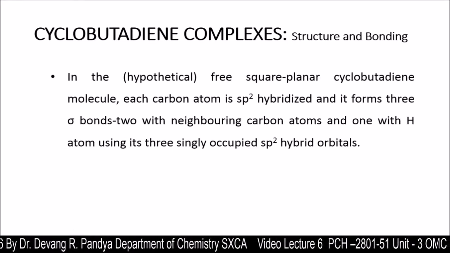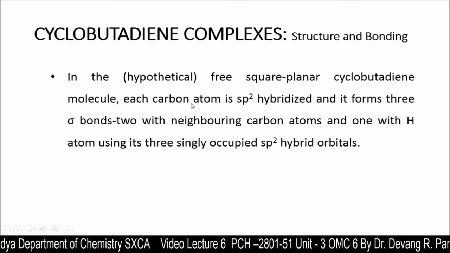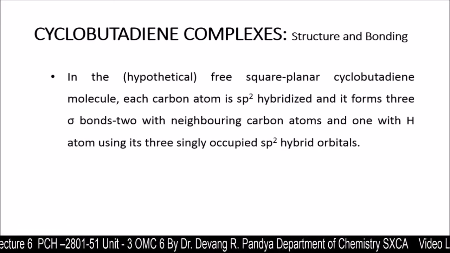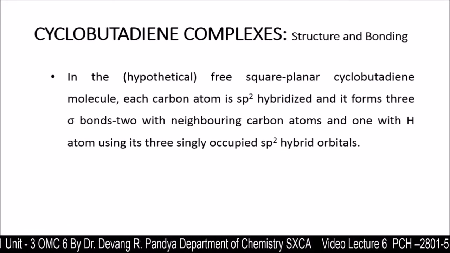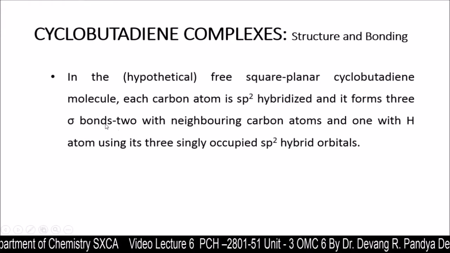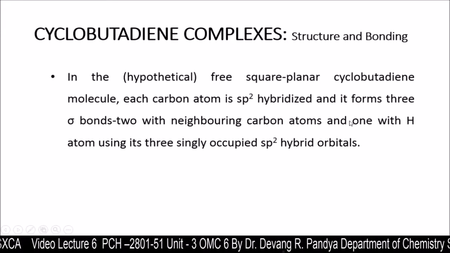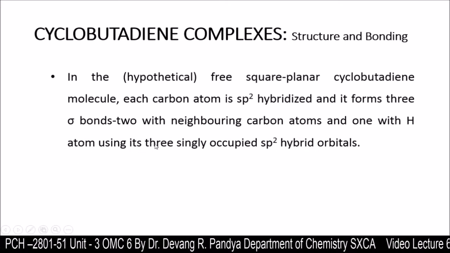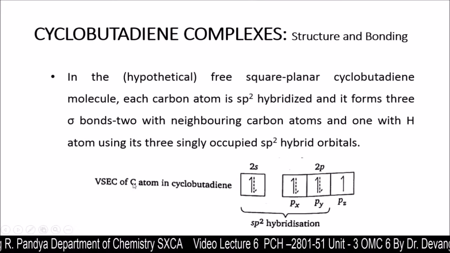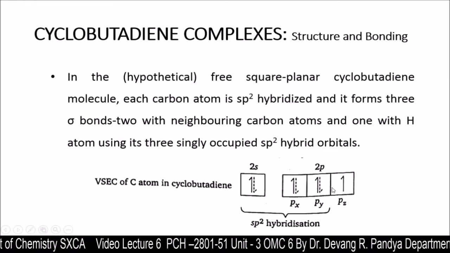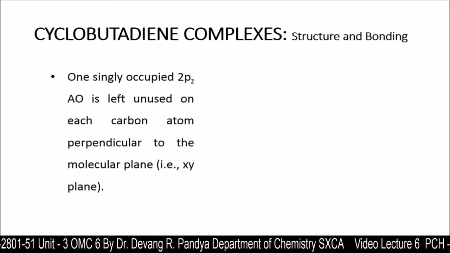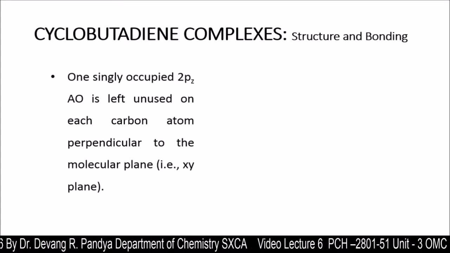In the hypothetical free square planar cyclobutadiene molecule, each carbon atom is sp2 hybridized. Likewise, we have observed in alkyne, allyl, even in 1,3-butadiene, and now in cyclobutadiene. Every time we found the carbon atom sp2 hybridized, and it forms 3 sigma bonds, 2 with neighboring carbon atoms and 1 with a hydrogen atom, using its 3 singly occupied sp2 hybrid orbitals that we can see in the valence shell electron configuration of the carbon atom over here. And again, it has one unpaired electron which remains perpendicular to the planar arrangement as we observed in the case of alkyne, allyl, 1,3-butadiene, etc.